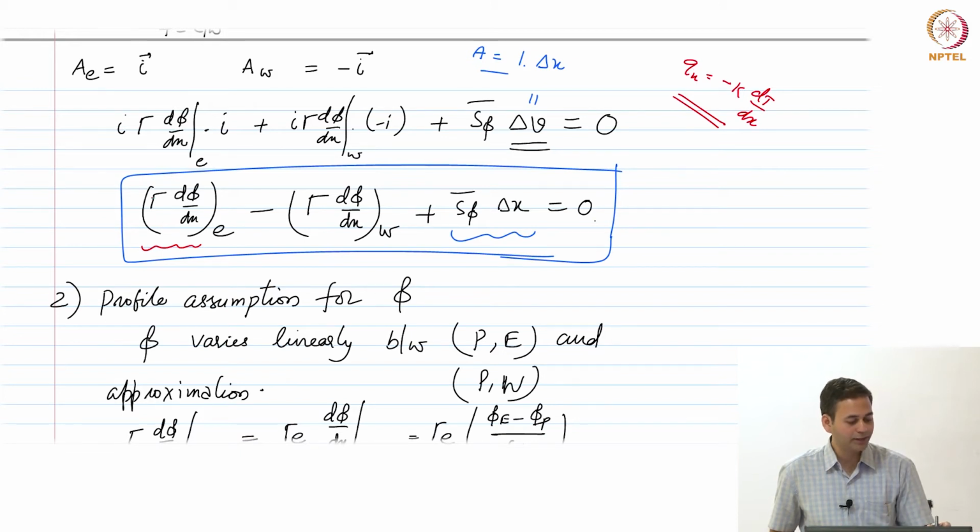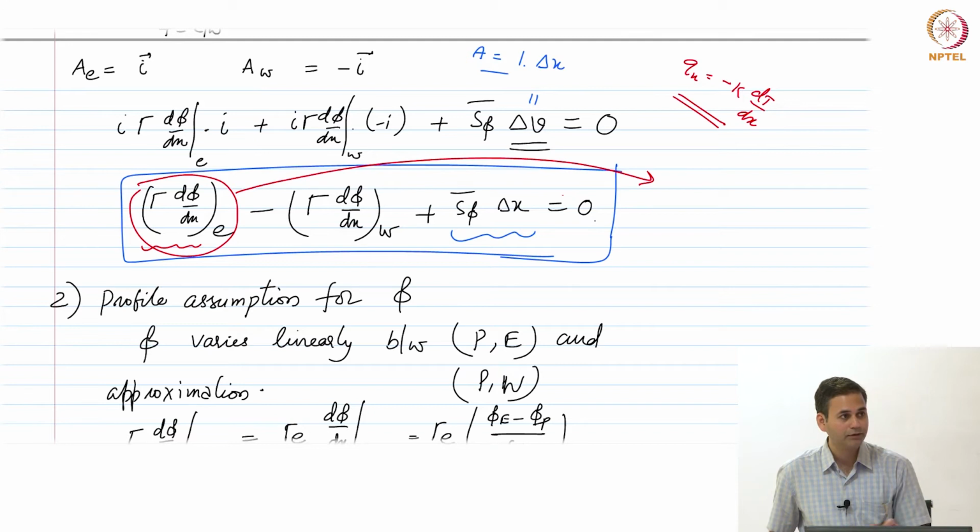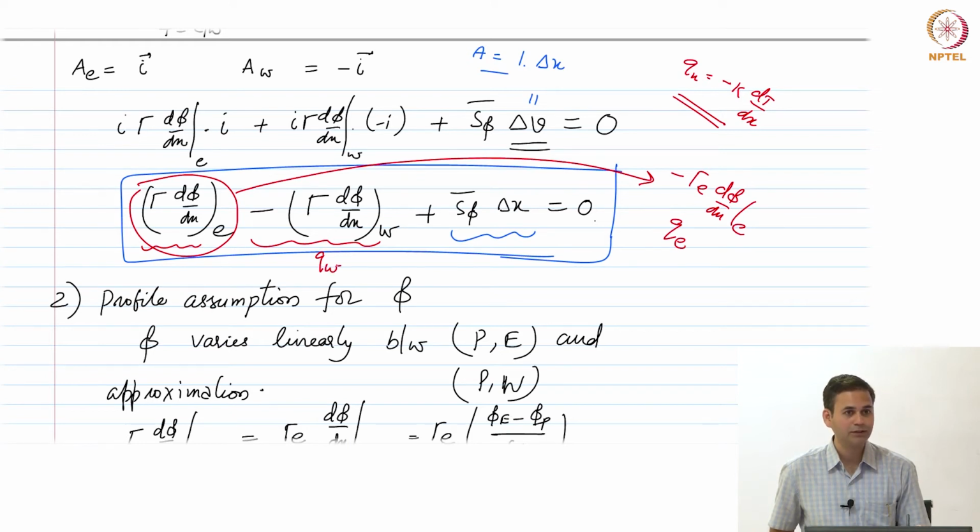So if I send this guy to the right hand side, this will be a minus gamma east d phi dx on the east. This will be q e, some flux leaving the east face, because it is in the positive x direction. What is this? This will be q west, which is entering through the west face because it is minus gamma d phi dx. So the flux entering through the west face plus the source, something that is generated, is balancing the flux leaving the east face. This is a statement of conservation.